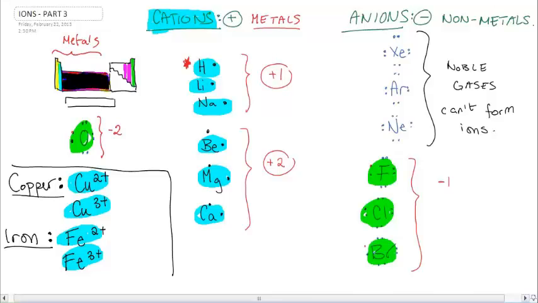So a quick recap of what you learned today. You've learned that based on the location of an element on the periodic table, you can predict what ion it's going to form, and that's just based on the number of valence electrons it needs to gain or lose. You've learned that transition metals are more complicated, and they can have more than one ion. So for example, copper can be a 2+ ion or a 3+ ion. You've been reminded that cations are positive ions and anions are negative ions. And I've pointed out to you now that metals are what form cations and nonmetals are what form anions.